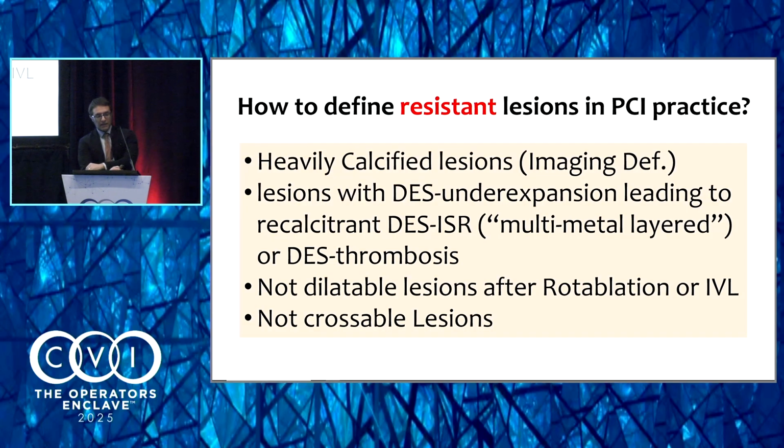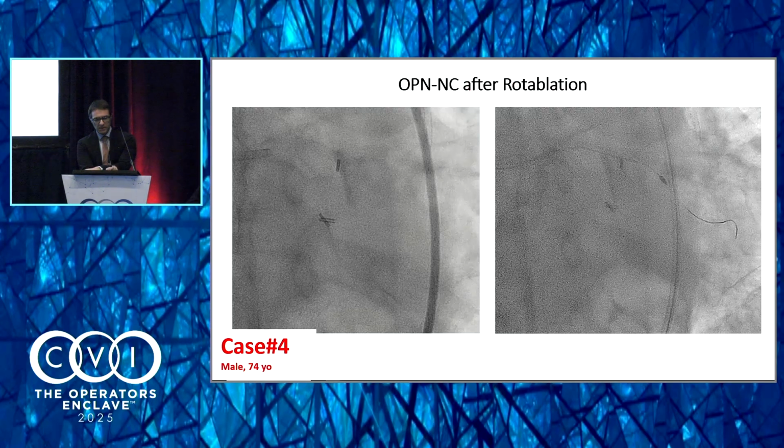So I repeat, in most cases you must use not 40 atmospheres, but with the buddy wire technique, less. 30 atmospheres does the job because we are helped by the wire. So first, cutting balloon, rotablation, in-stent problem. This is what we learned.